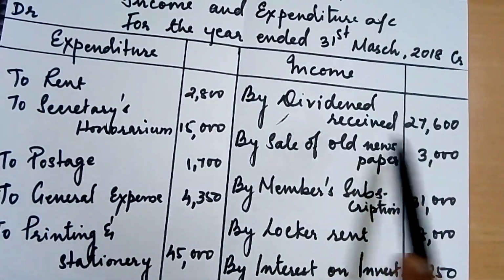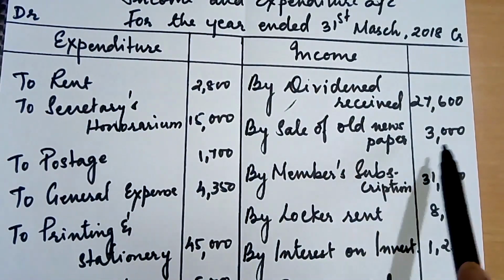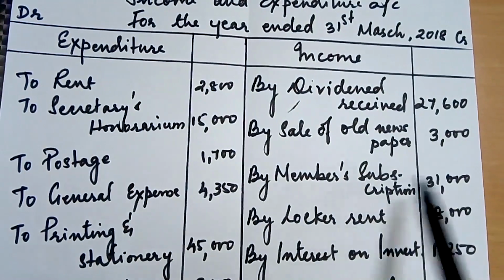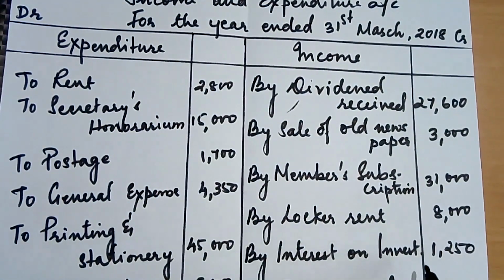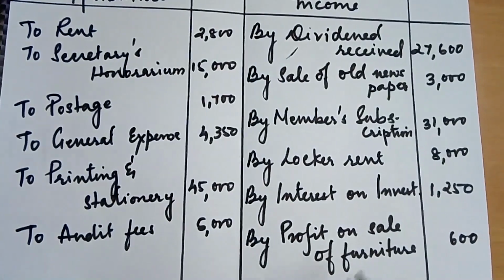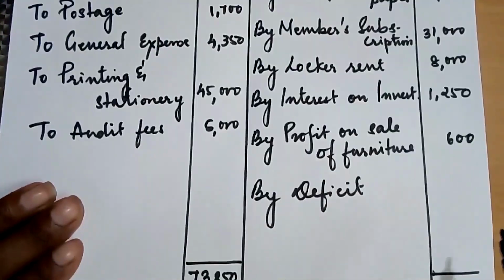And now let's look at the income side. The dividend received is 27,600, by sale of old newspaper 3,000, by membership subscription 31,000, by locker rent 8,000. The interest on investment is an income to us, so 1,250. So profit on sale of furniture. We are taking the profit on the sale, so that is 600.